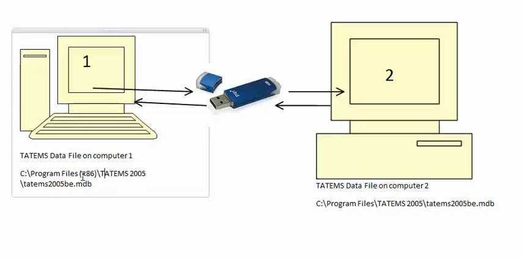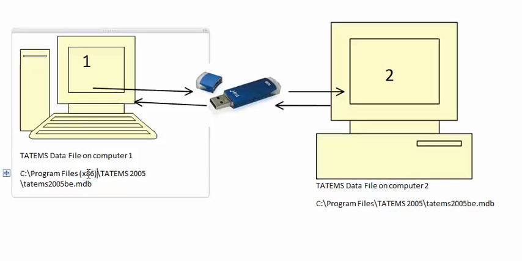If you see that x86 folder, the program files x86 folder, then that's where the TATEMS 2005 folder is going to be located, always on a 64-bit machine. If it's a 32-bit machine, you won't even see this program files parentheses x86. It'll just say program files.